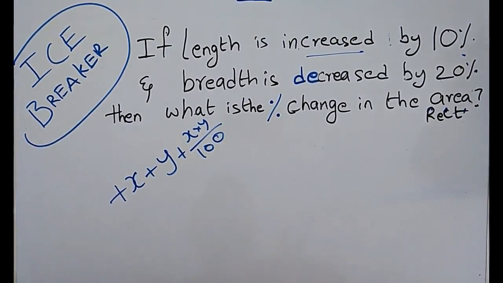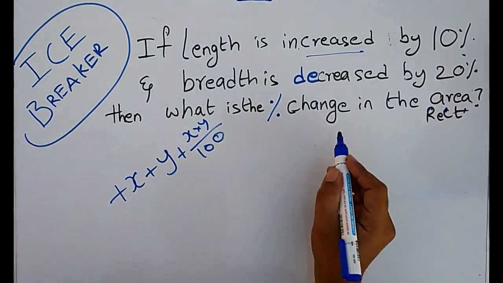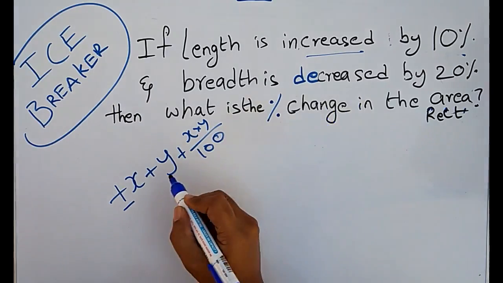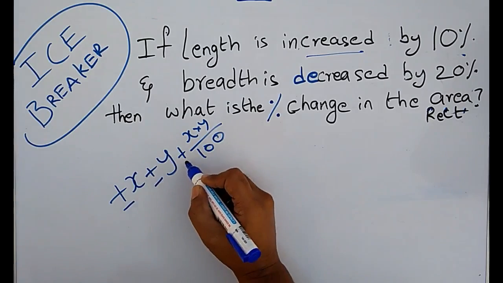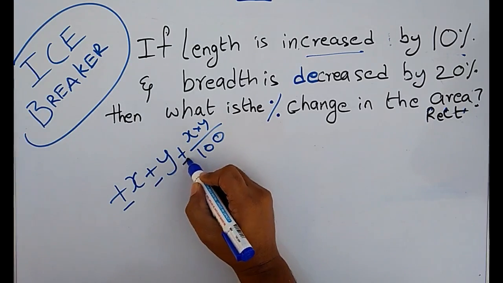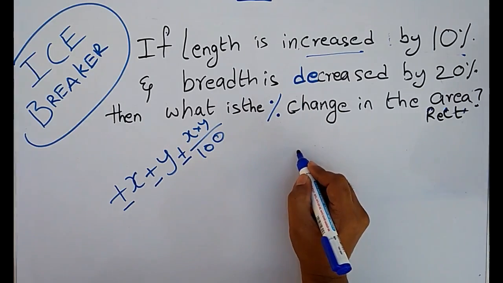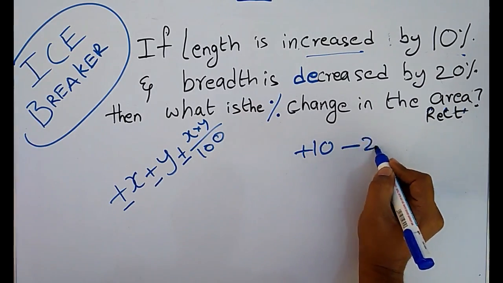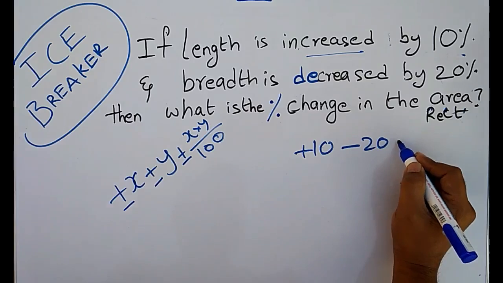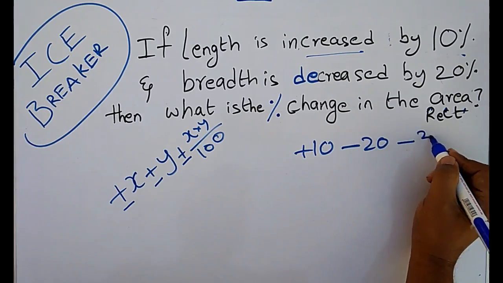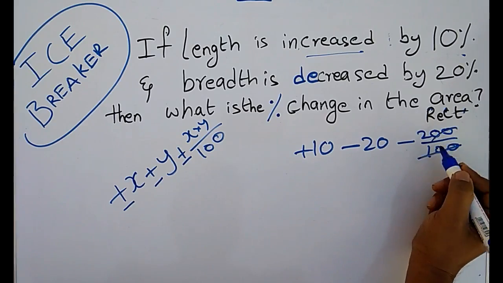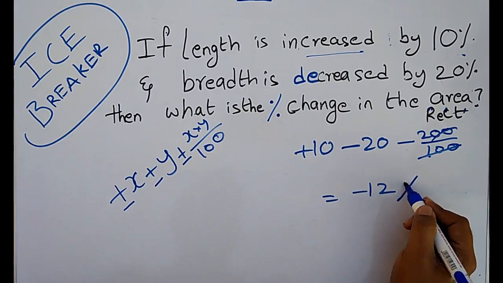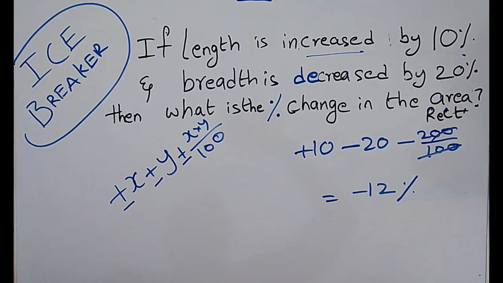Now the case is, if length increases and breadth decreases. See friends, whatever may be, if the length decreases, you have to take minus. If the breadth decreases, you have to take minus. If the multiplication of plus into minus becomes minus, you have to take minus. Here, in this case, if the length is increased by 10% and breadth decreased by 20%, then you have to multiply this plus into minus, that is minus 10 into 20, 200 by 100. What you will get? Minus 10 minus 2. Total minus 12% decrease in the area of the rectangle.